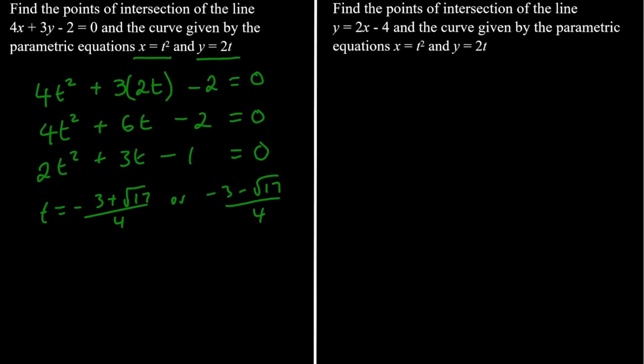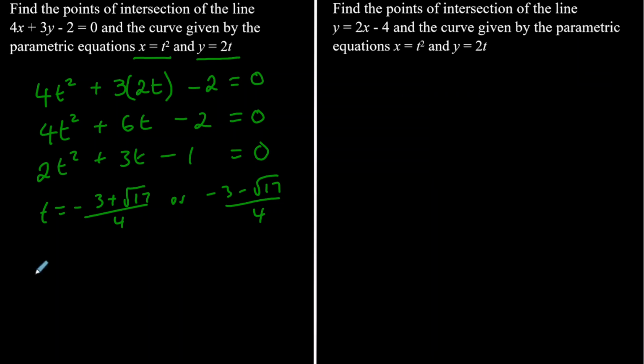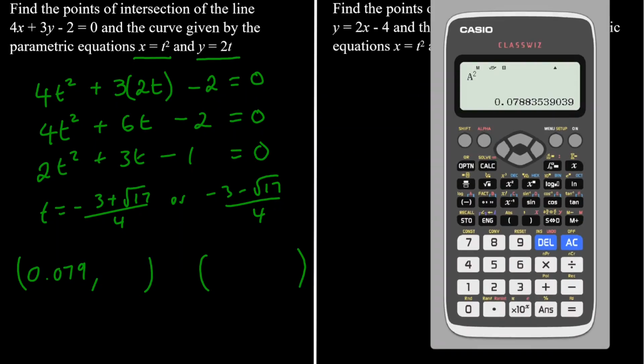So to find the coordinates, we need to substitute these into our x and y. So x is t squared. So we have a squared, which is 0.079. And y is 2t, so 2a is 0.56.